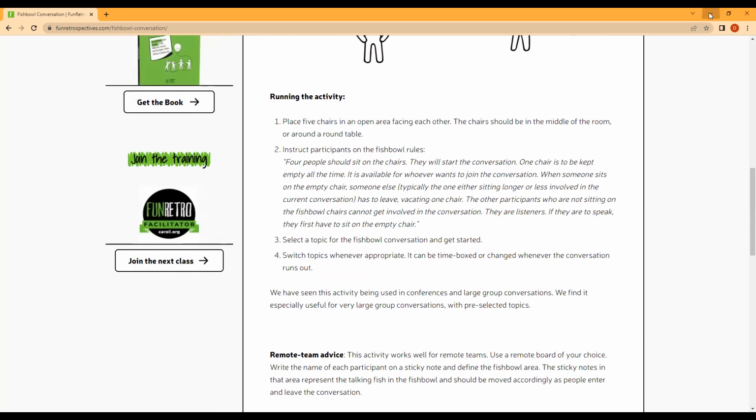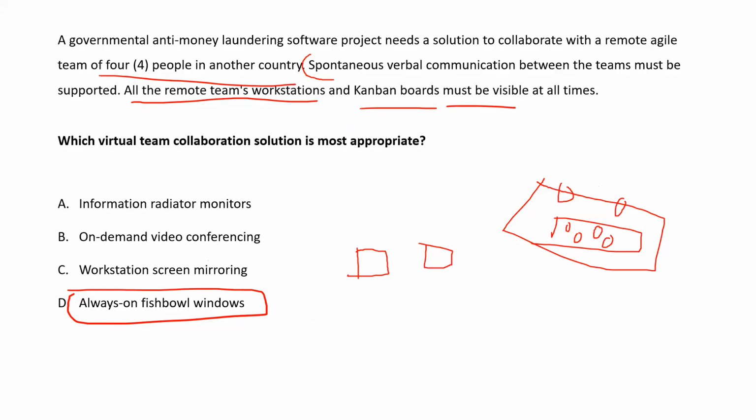So that's why I was giving you the hint that these bloggers use on this situation. They are focused. But we were saying people were based in different countries, right? No problem. Virtually. So look, they have used virtually. Virtual. Okay. Always on fishbowl windows are screens. Is it? Yes. Okay, sir. Thanks.